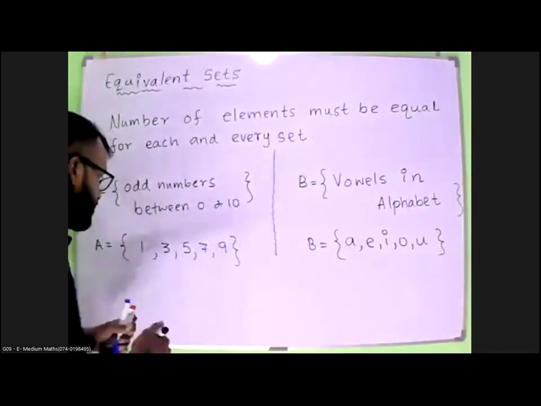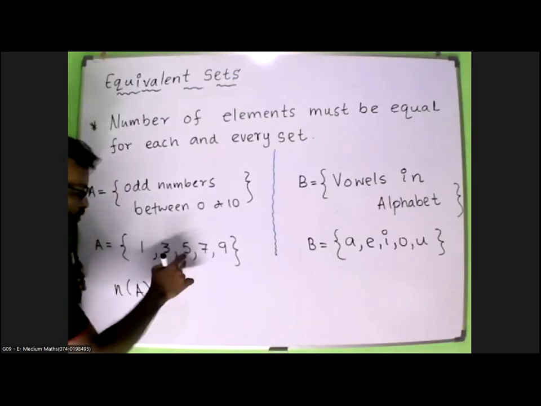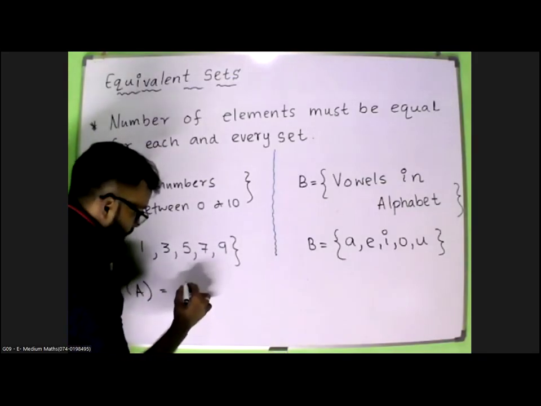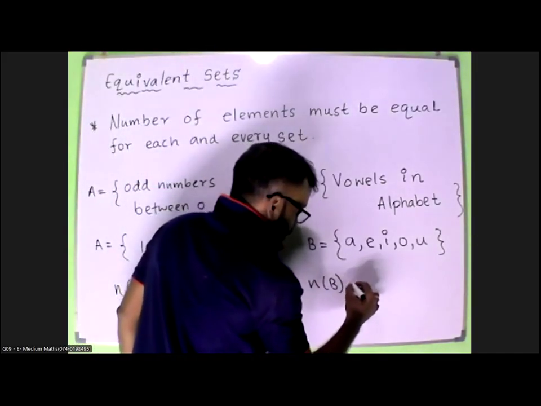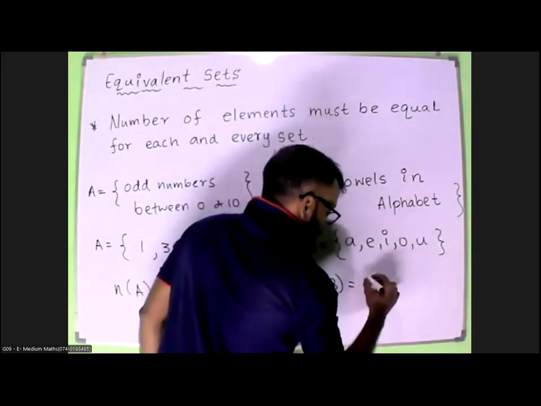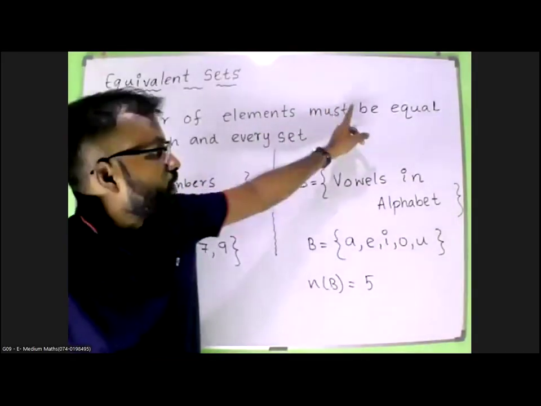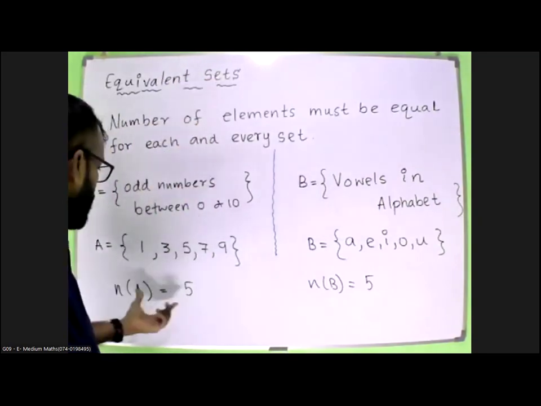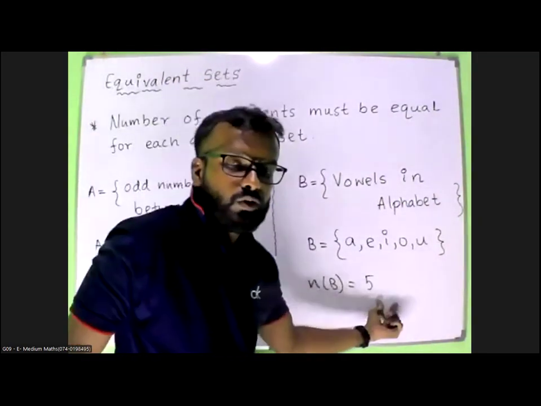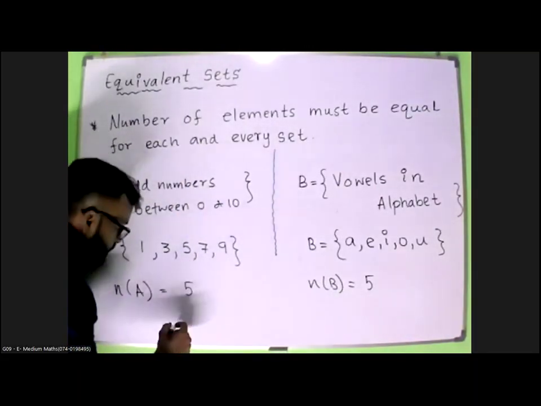Now let's consider the number of elements. In A, 1, 2, 3, 4, 5 equals 5. In B, 1, 2, 3, 4, 5. The number of elements must be equal for each and every set to be equivalent. So n(A) equals 5, n(B) equals 5, therefore we can say A and B are equivalent.